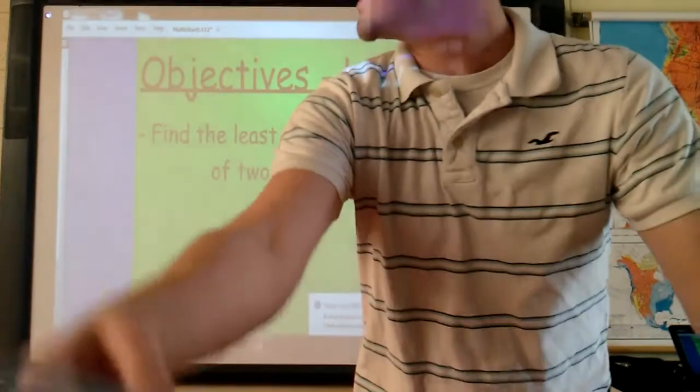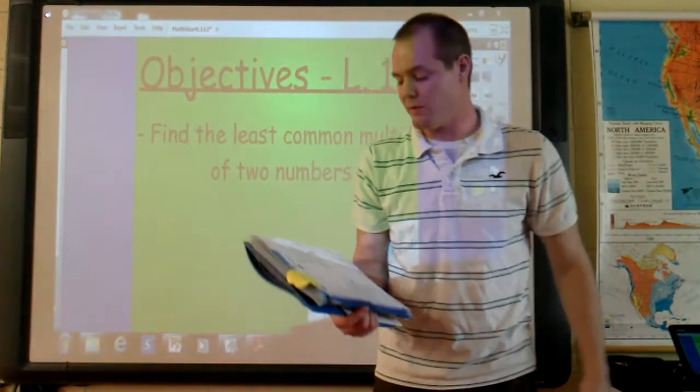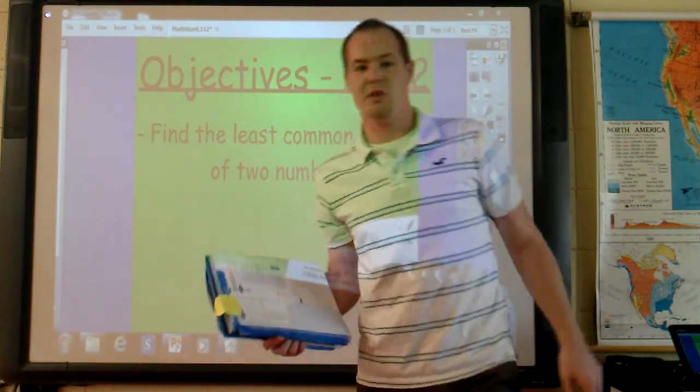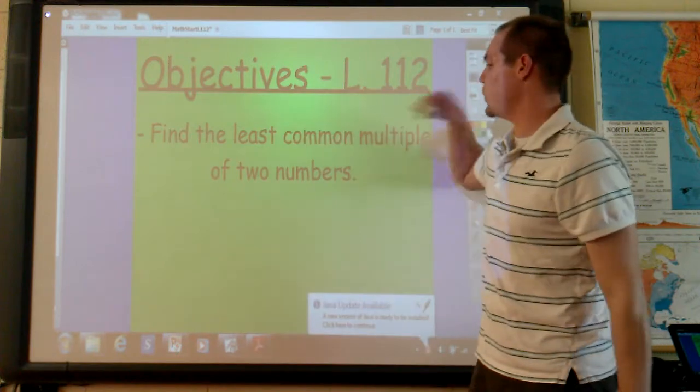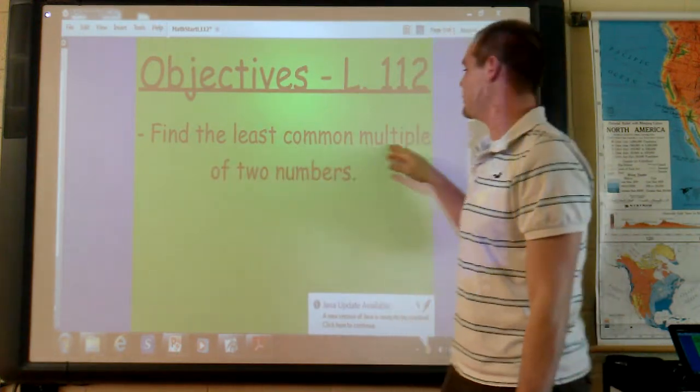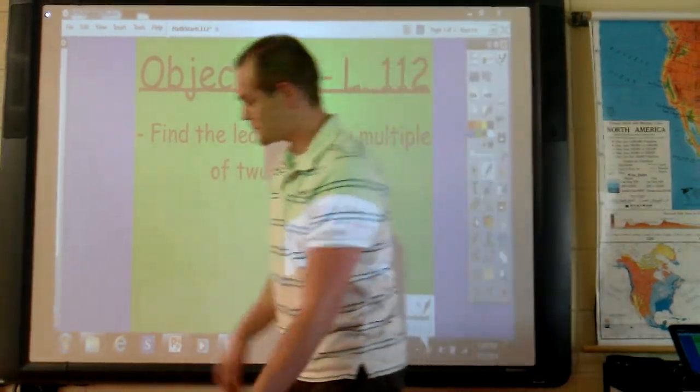Hello, 5th grade. Today we're on lesson 112. It is found on page 736 in your books. The objective for lesson 112: find the least common multiple of two numbers.